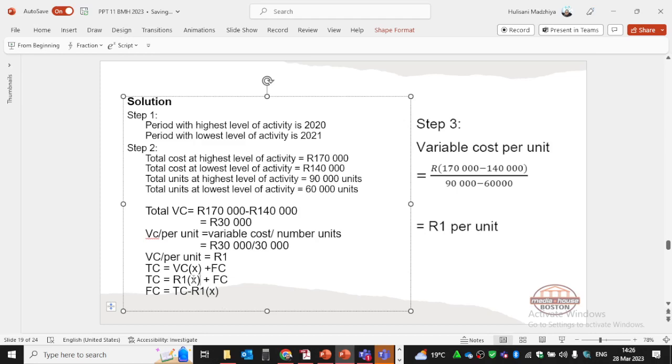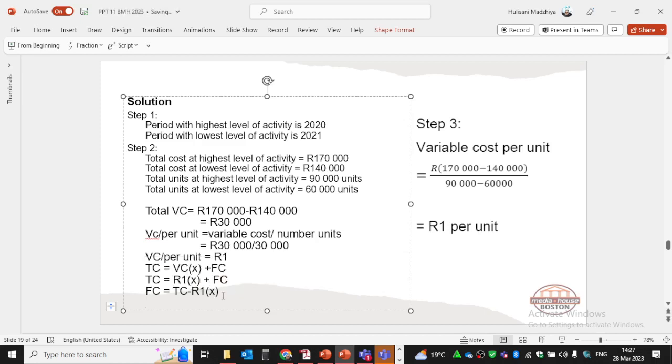So we just moved this to the other side. Since it's positive, when we move it to that side, it's going to be negative. So we're going to have TC minus 1 rand X equals FC. Therefore, when I rewrite it, FC equals TC minus 1 rand X. So we can use any of these points to calculate the fixed cost, because those points have the total cost and also the number of units that were produced. So the fixed cost will be easy to identify.